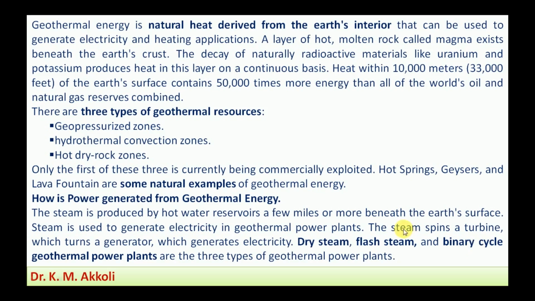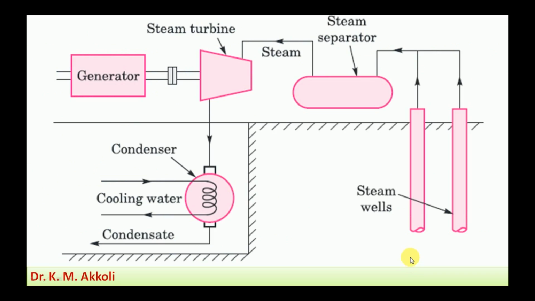Hot water we can convert in the geothermal power plants. Like this, in three ways we can use the energy to convert it into a useful form in the geothermal power plants. There are three types of geothermal power plants. And here is one common example of a geothermal power plant that we can explain.